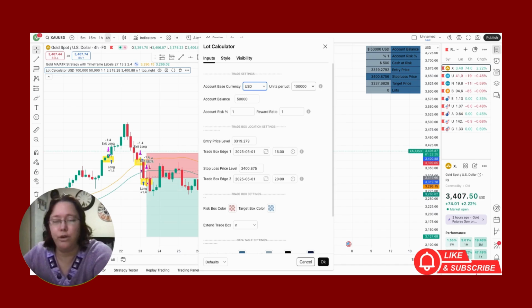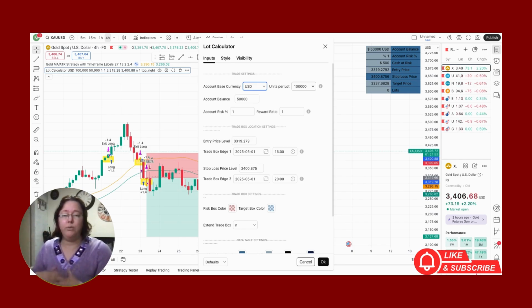If you are buying Euro USD, the standard lot size will be 100,000 units per lot. So if you are putting one lot in, it means that you've bought 100,000 of that specific instrument. If you put in 0.1, then you have bought 10,000. If you put in 0.01, you have bought 1,000. So you keep taking a zero away. That's how you understand how many units you are buying per lot.